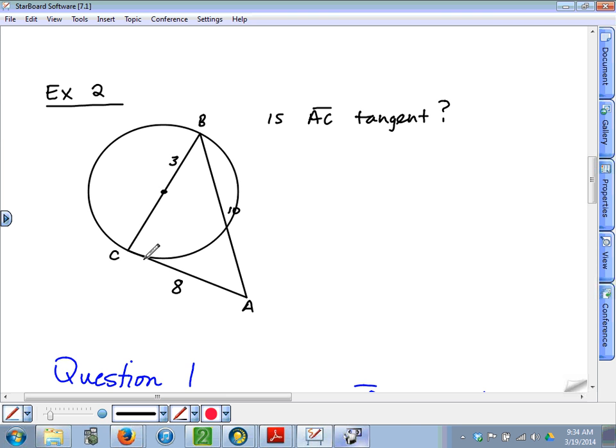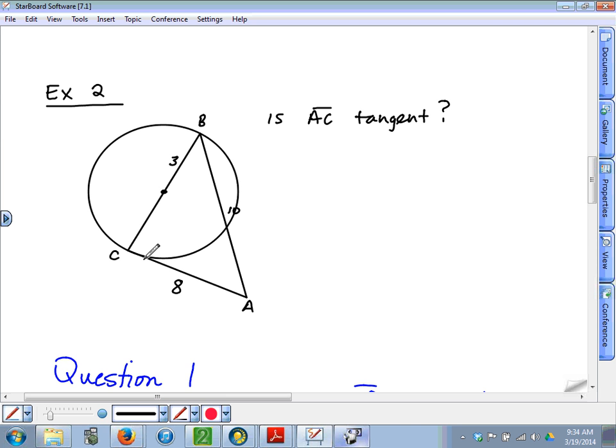Logan, say that a little louder. Hold on a second, guys. Listen up. Where does 6 come from? 3 plus 3 is 6, the radius and the diameter.